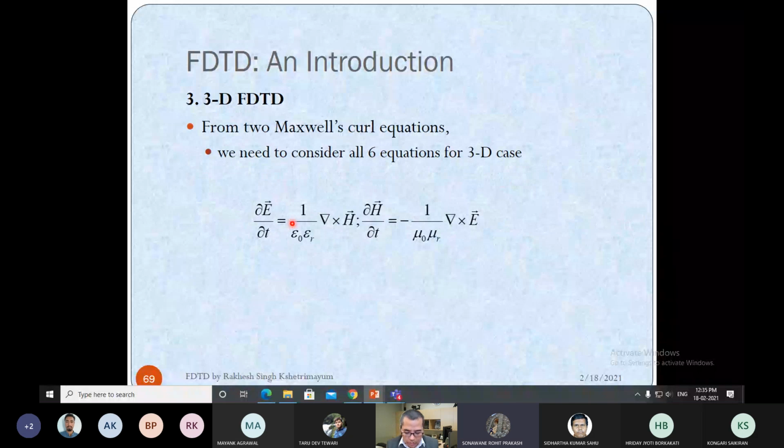So that's how you do the second order Mur's absorbing boundary condition. We have done first order also, second order also. Okay, so we have time. It's 12:35 now, so we can go to the 3D case.